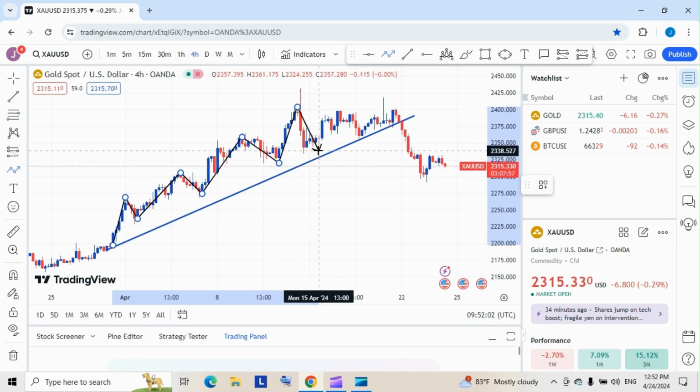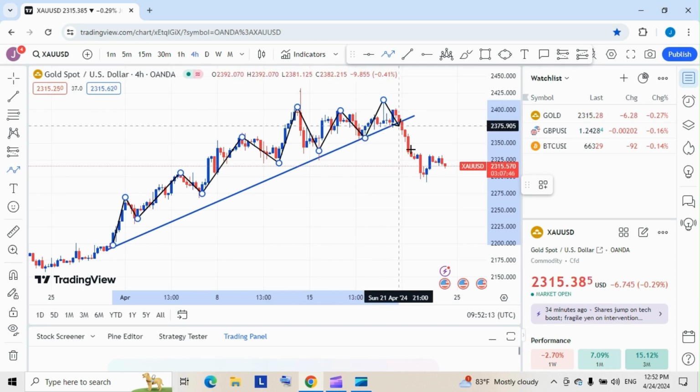So you are expecting to form another high. But what happened now? We have a low. Now you can see this low breaks our previous low, our resistance. There is a reversal, which means there is a reversal.